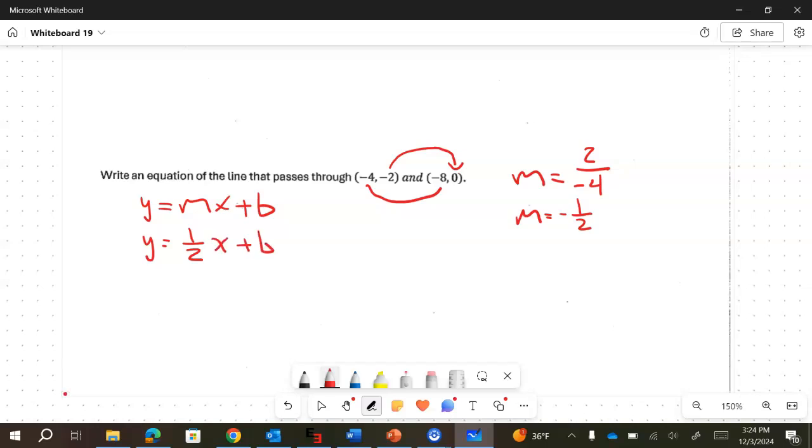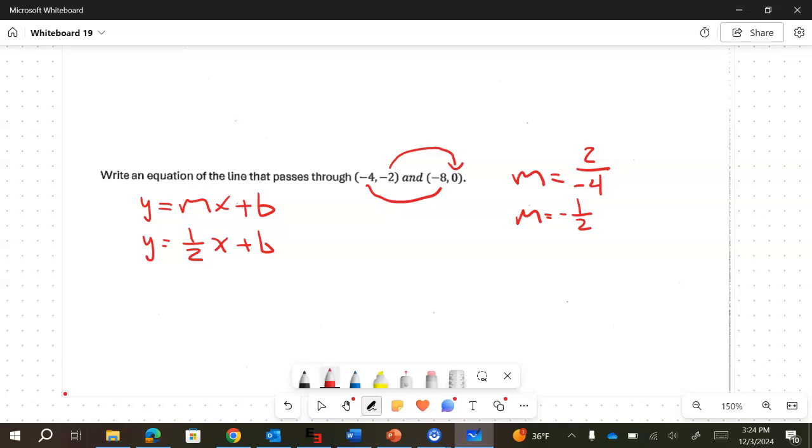How do I find b? I need to substitute in some numbers for x and y. I've got 2 choices to pick from. There's no right or wrong answer here. I can use -4, -2. I can use -8, 0. I'm going to pick -8, 0 because it seems a little easier to me.